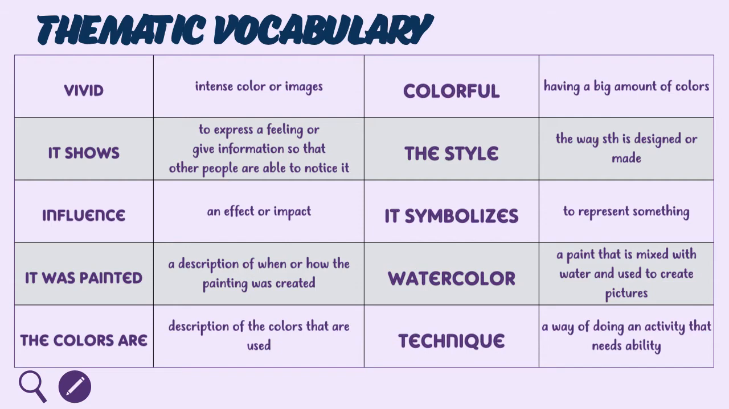Number 5, the colors are. It means the description of the colors that are used. Number 6, colorful means having a big amount of colors. Number 7, the style means the way something is designed or made. Number 8, it symbolizes means to represent something. Number 9, watercolor means a paint that is mixed with water and used to create pictures. And number 10, technique, is a way of doing an activity that needs ability.